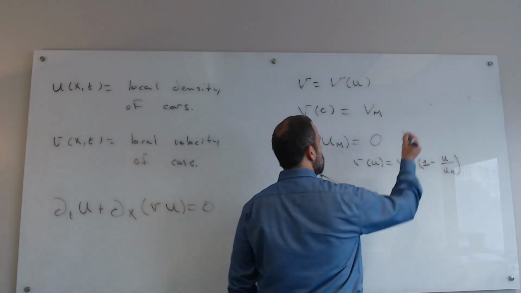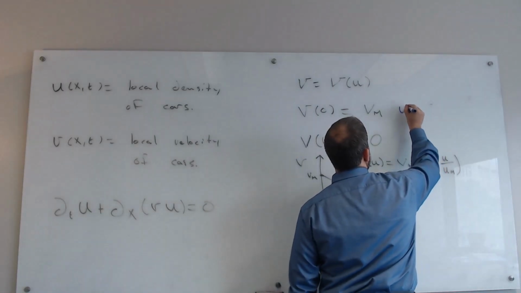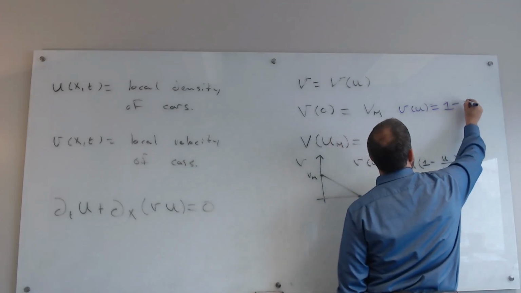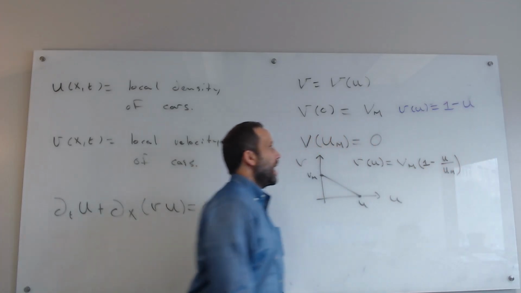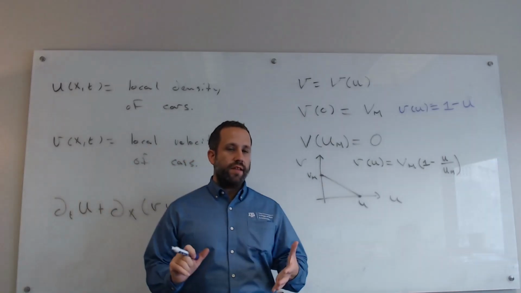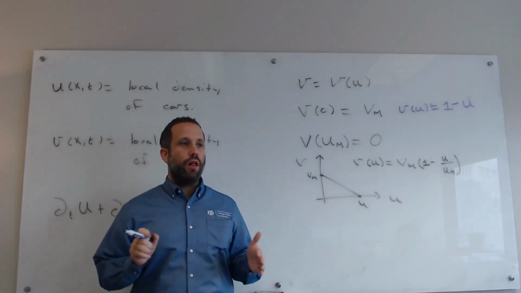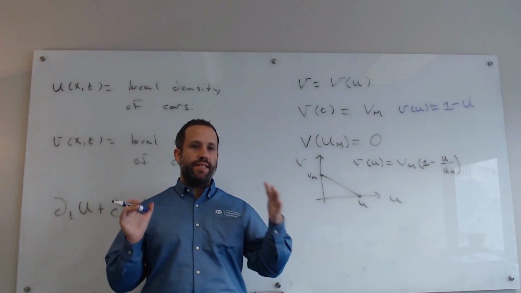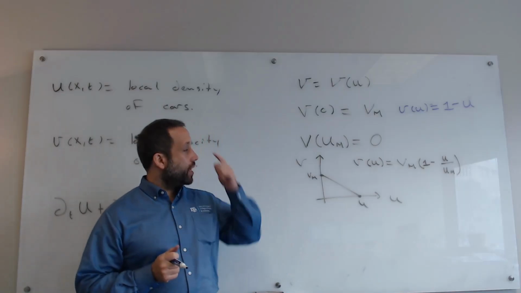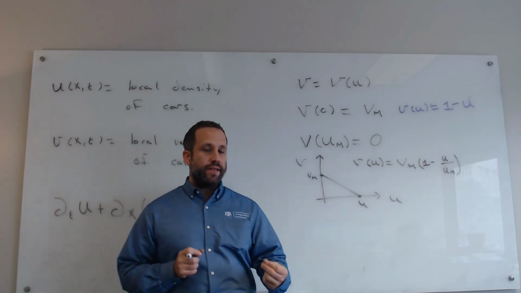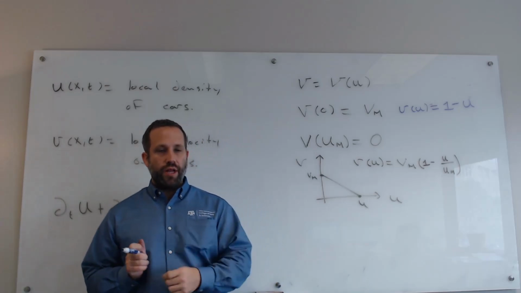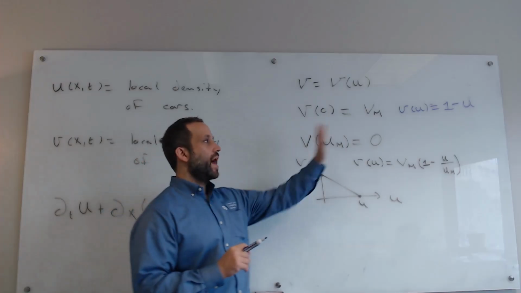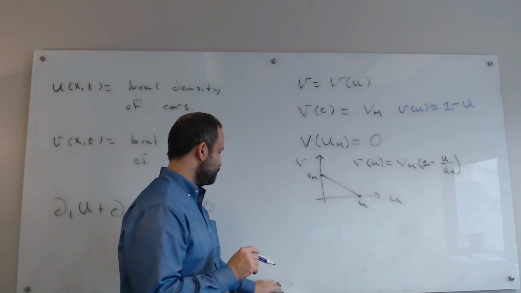And so what this tells us then is v of u is just going to be equal to 1 minus u. And if the traffic density is 1, that doesn't mean 1 car per mile. The traffic density of 1 means we are at the maximum density. Similarly, if the velocity is 1, that doesn't mean we're moving at 1 unit. It means the velocity is equal to the maximum velocity, whatever those parameters are for the problem.